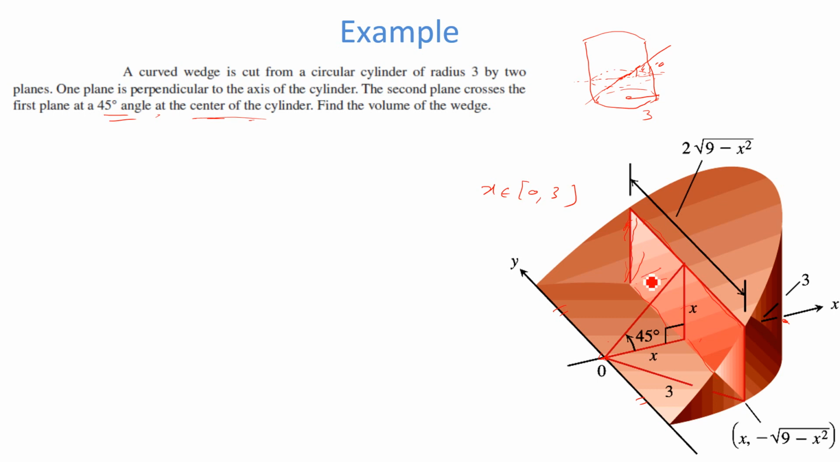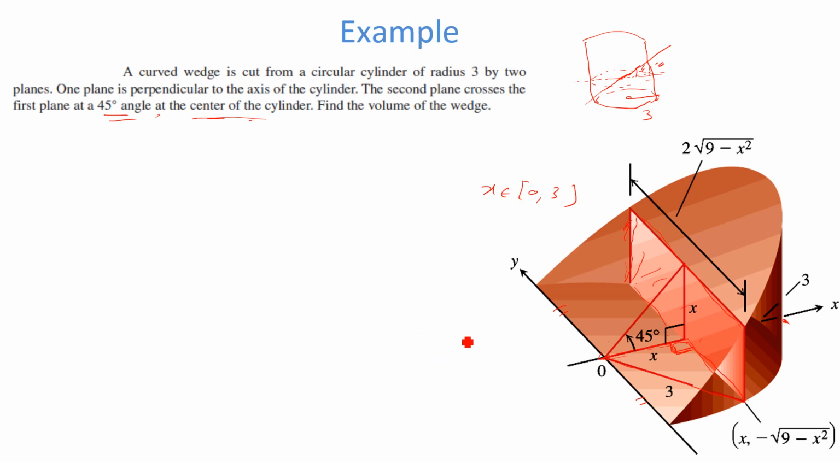So the length of the cross section is x, the width of the cross section is x. So we have to find the other dimension of this rectangle. For this, let's draw a triangle here. Now this side of this triangle is known, which is x, and this is known because this is the radius. So this is 3. And since this plane is perpendicular to the x-axis, this angle is 90 degrees.